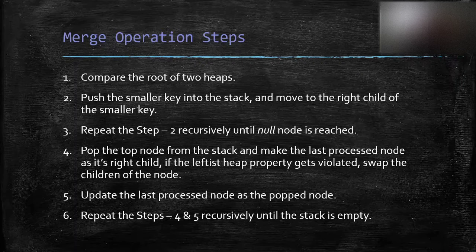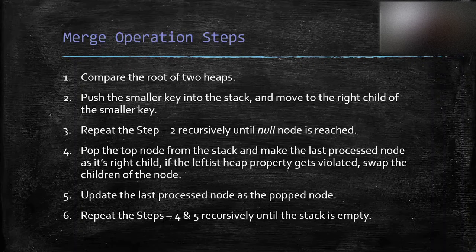Assume there is a 3 and 4. Then we push the node having value 3 into the stack and move to the right child of that node. And we need to repeat that step until a null node is reached in either heap, the left one or the right one.